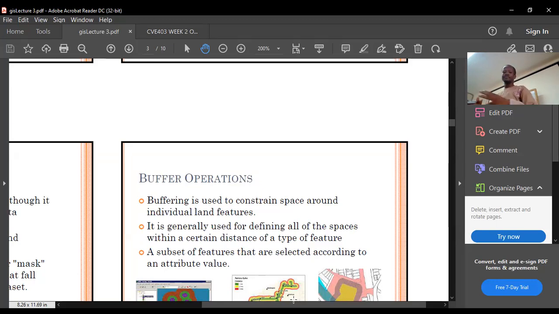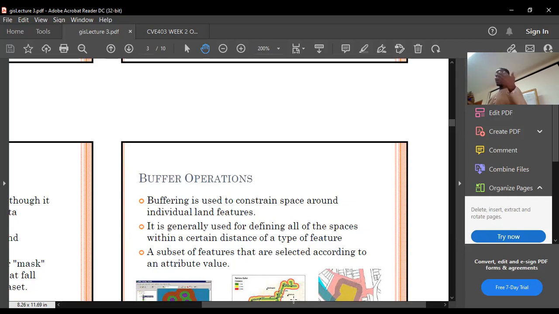Now, when you do buffering, there are three options you have. You have point buffer, line buffer, and polygon buffer. Is that okay? Now, point, line, polygon is actually reeking of a certain concept called the vector model, which we are going to talk about in our next lecture or two. Is that okay?